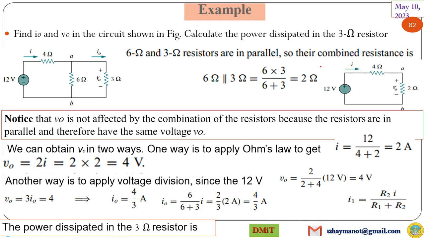Multi-directional one ማለት ነው። So መጀመሪያ equivalent resistance ፈልገን. Note that V naught is not affected by the combination of the resistors, because the resistors are in parallel, therefore have the same voltage V naught. One way is to apply Ohm's law to get I is equal to 2 ampere. Another way is to apply voltage division. Then V naught is equal to 4 volts. What about I naught? 4 over 3.